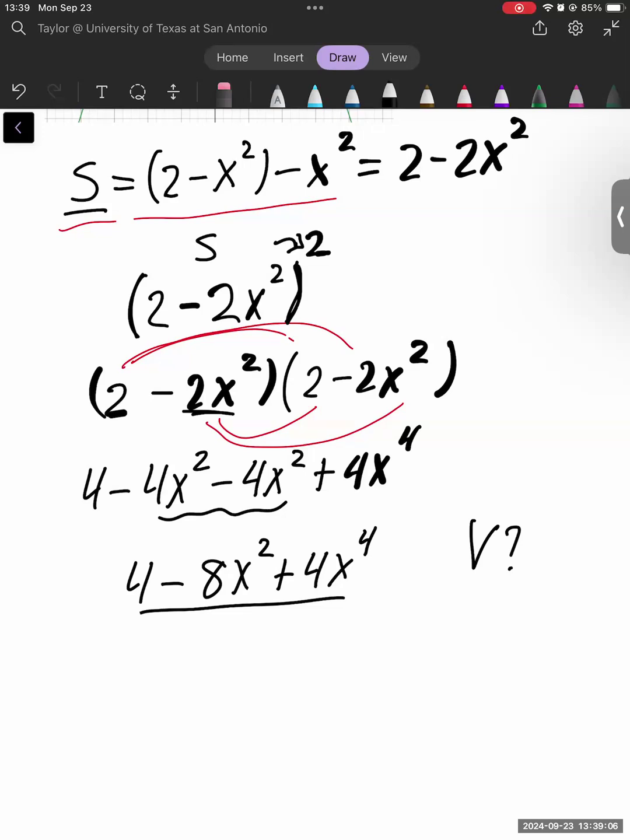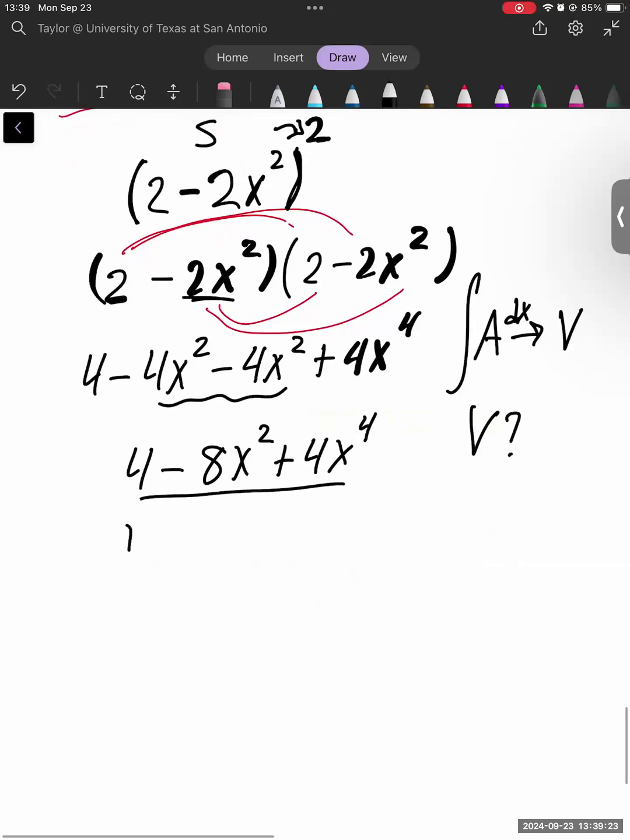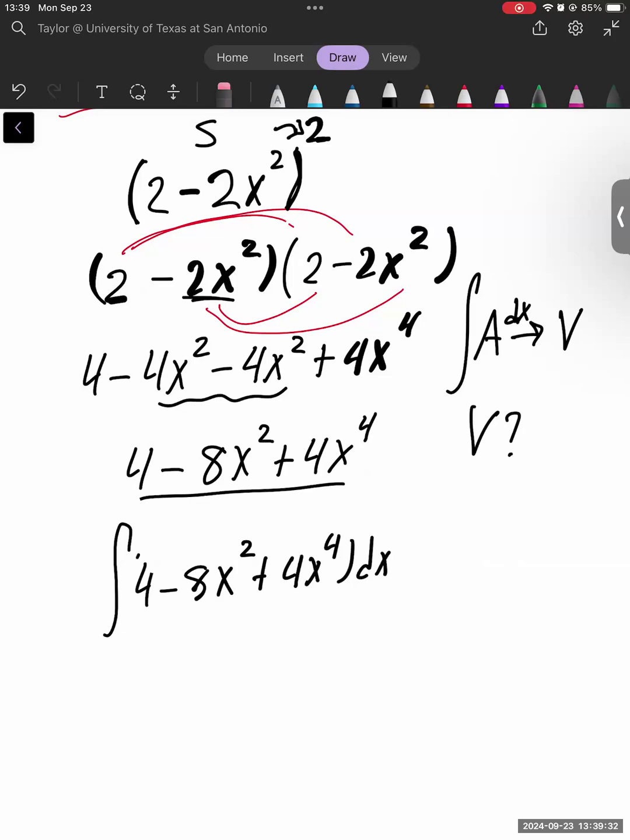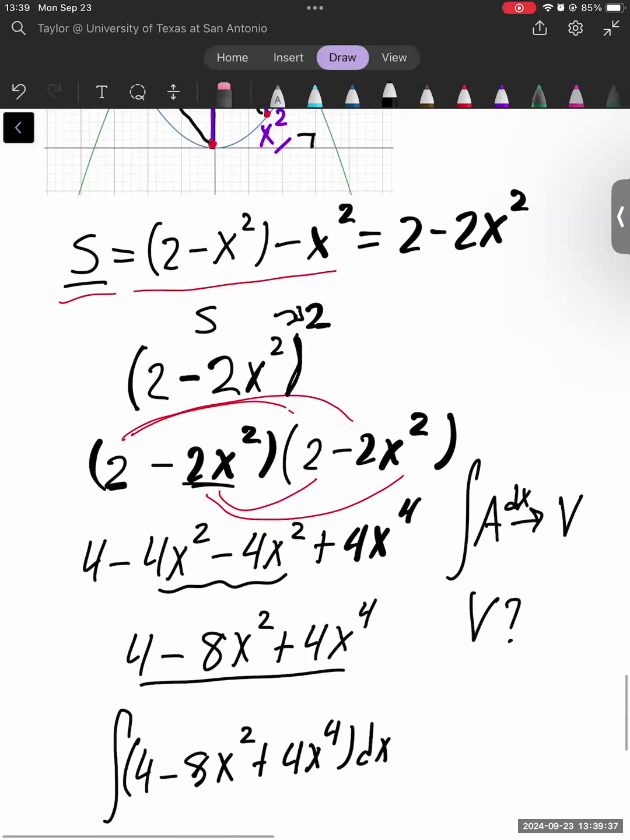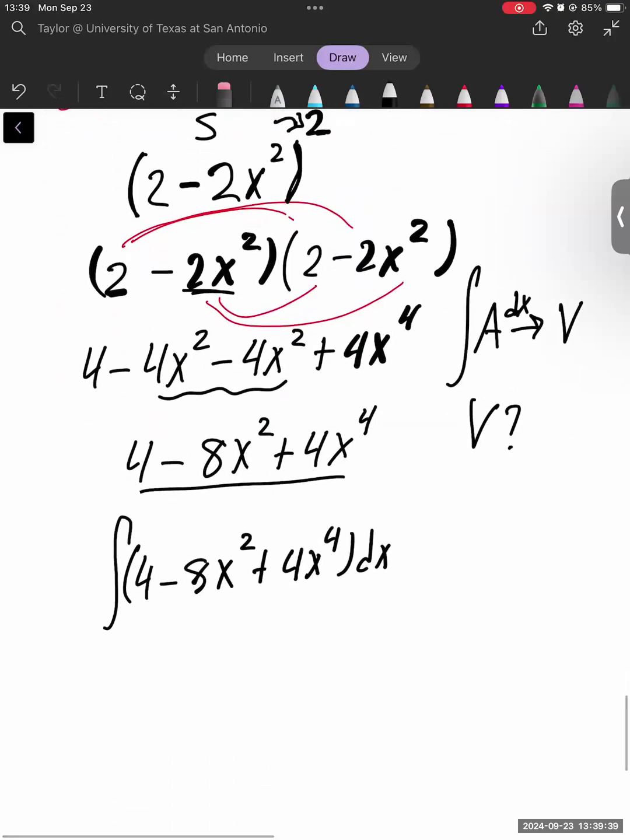Okay, so then the next step, right? In order to go from area to volume, we need to integrate our area with respect to, in this case, x, right? So I'm going to go ahead and integrate 4 minus 8x squared plus 4x to the fourth dx. And then now we can talk about our bounds of integration. So what do we do? How do we find the bounds of our integration?